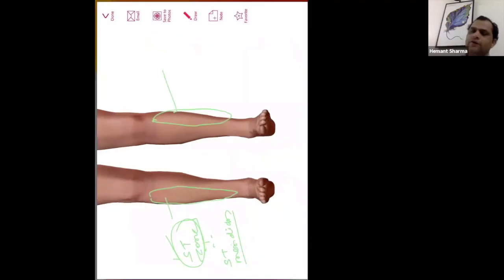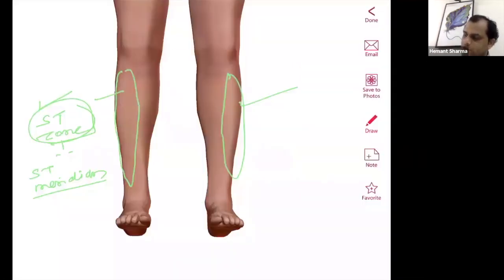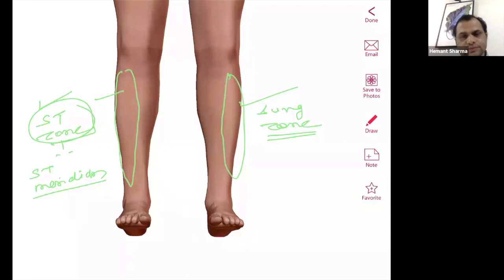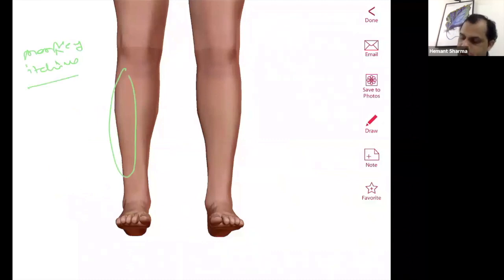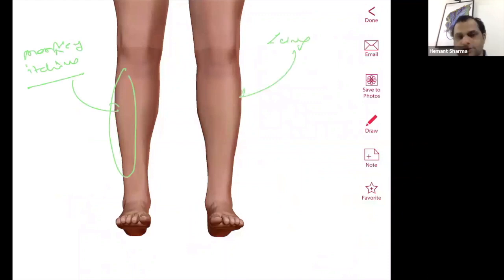So finally, what I want to tell you, this area is called the lung zone. The name of this area is lung zone. If you do something here, it will affect our lung positively. So if someone comes to you with monkey itching, itching the skin like a monkey, you can treat here in the lung zone, because the lung is connected with the stomach. If someone is suffering with any lung disorder, you can treat this lung zone.